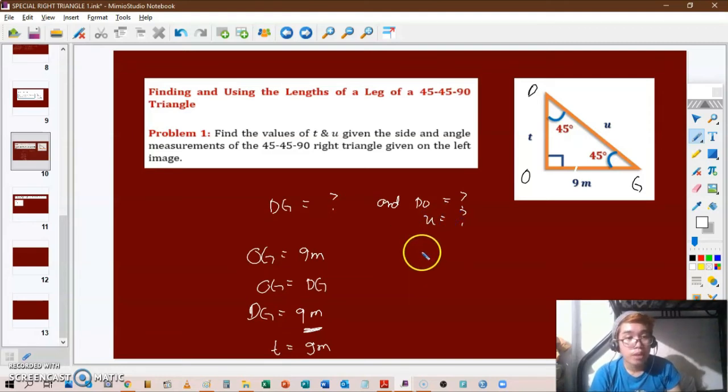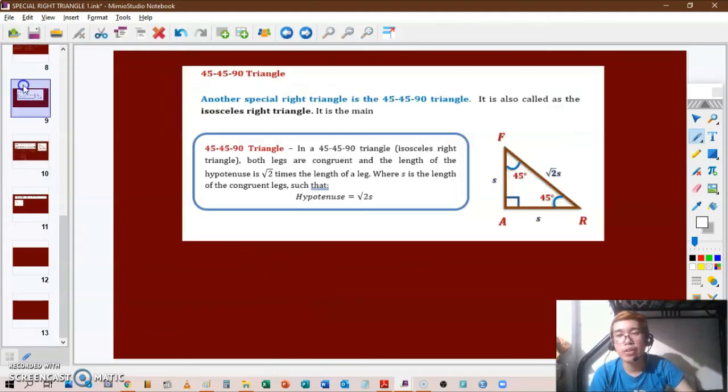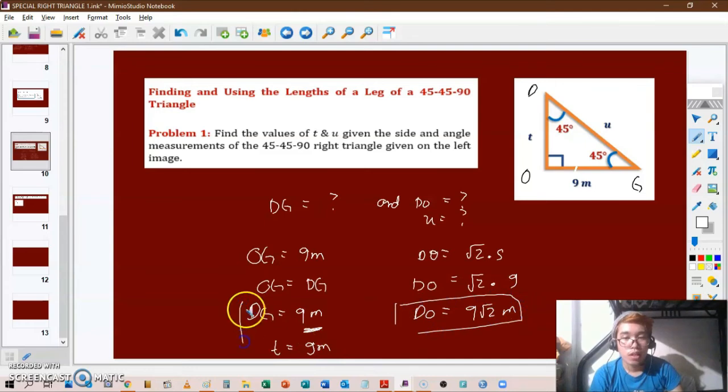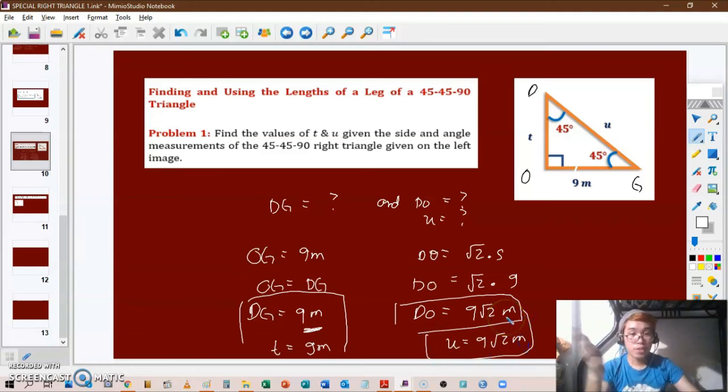To solve for the value of U, or DO, we simply have to use the pattern, or the formula, that we have here. The hypotenuse is equal to square root of 2 times S. So DO is equal to square root of 2 times S, and S here is T, which is equal to 9 meters. So that's square root of 2 times 9. Therefore the hypotenuse, the value of U, is equal to 9 square root of 2 meters. Very simple.